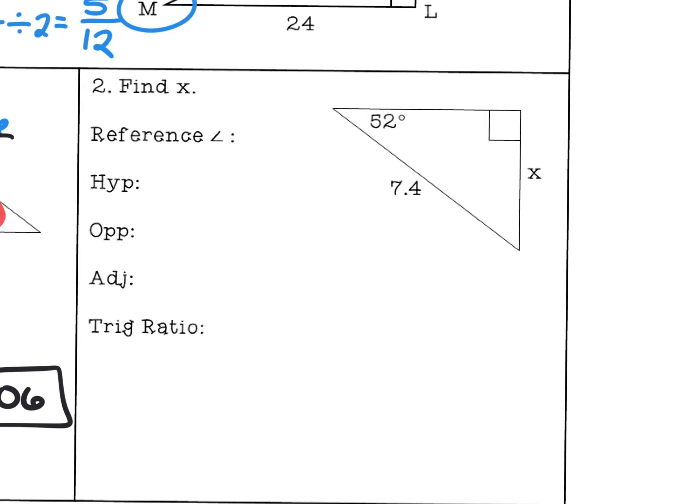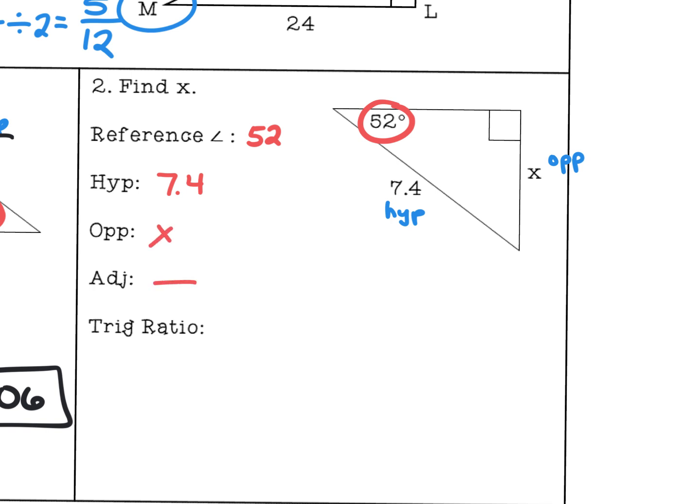Number 2, always start by circling your reference angle. Then you know where you're going from. In this case, our reference angle is 52. What do we want to do for our step 1 that I outlined for you? Label. What's x? X is opposite, because remember, we're going across from that reference angle. What's 7.4? Hypotenuse, because it's across from that 90-degree angle. Good. So if you want to use this outline over here, our hypotenuse is 7.4, opposite is x. I don't know what adjacent is.